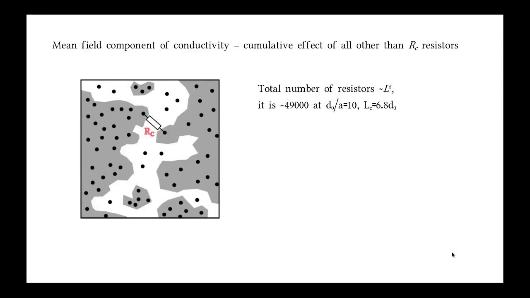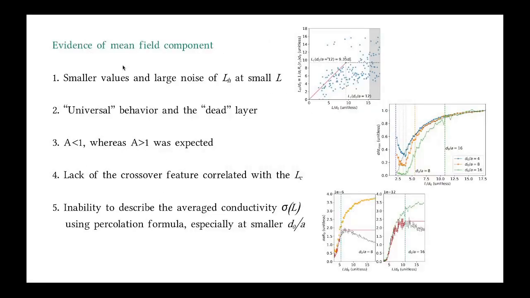All unexpected observations in this work are attributed to the mean field component of conductivity. Whereas the percolation theory is focused around critical resistors, the mean field component is the cumulative effect of all other resistors of the cell. For example, the total number of resistors increases as the cell size to the 6th power. And in the case of d over a equal 10, when the crossover length is 6.8, there are about 49,000 resistors in the cell. Thus, even though each of them carries very little current, there are very many of them in the cell. In the last slide, I summarize all the evidence of the mean field component.